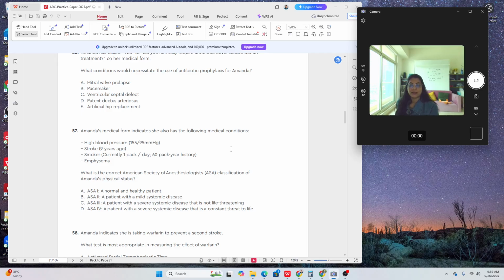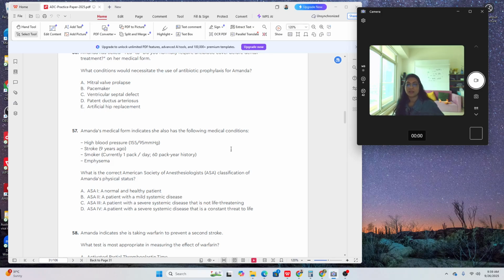Like 1 pack per day. 1 pack has like 10 cigarettes, and emphysema. So she has a lung problem, and on top of that she is also smoking 10 cigarettes a day. That, with the history of stroke and high blood pressure, and still having cigarettes, places her in a stage of severe systemic disease. Emphysema is a severe systemic disease.